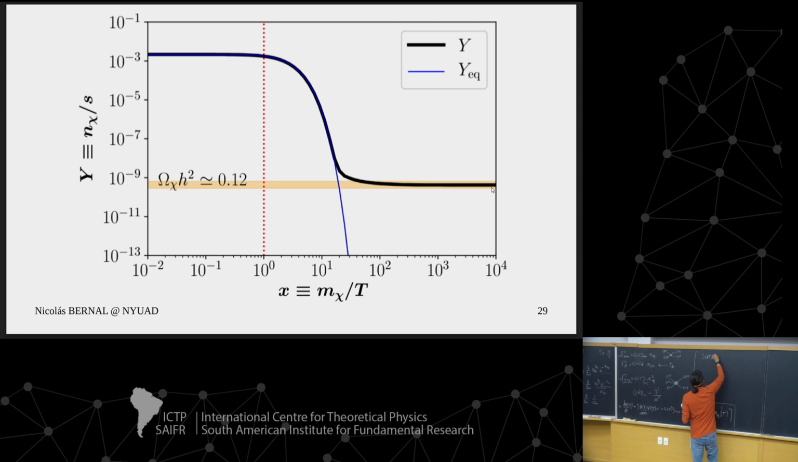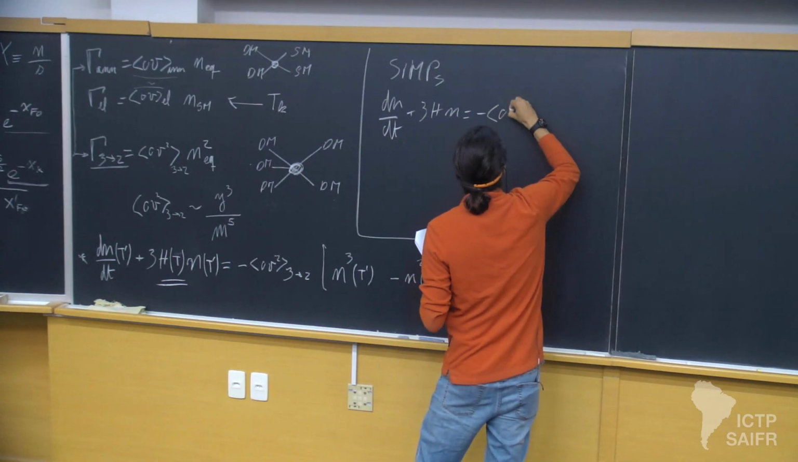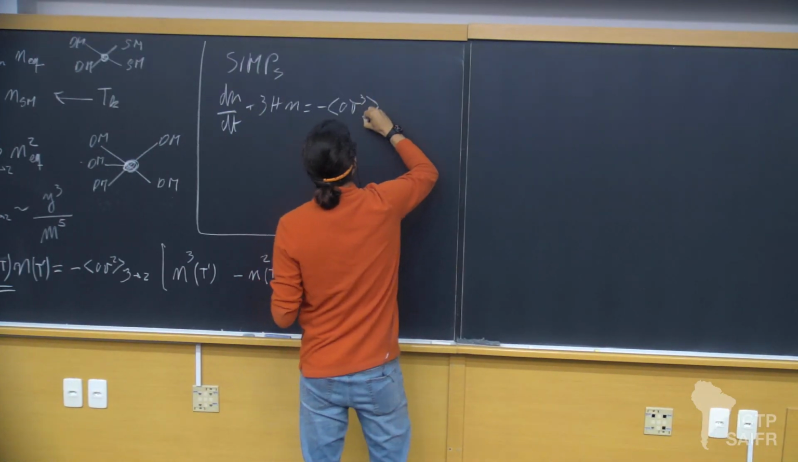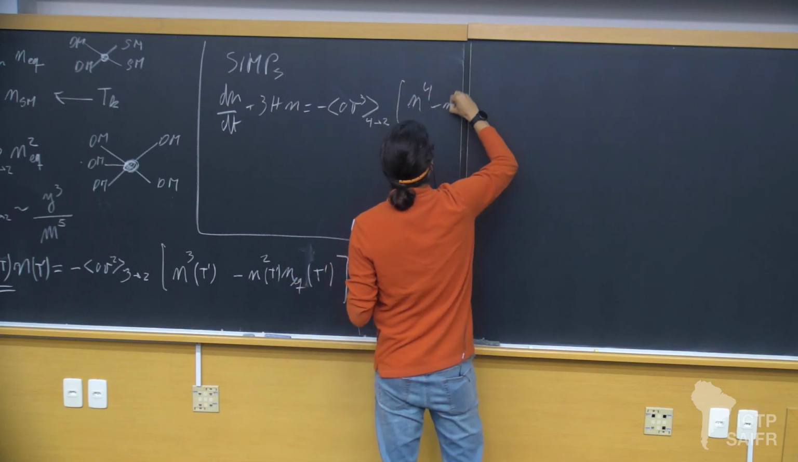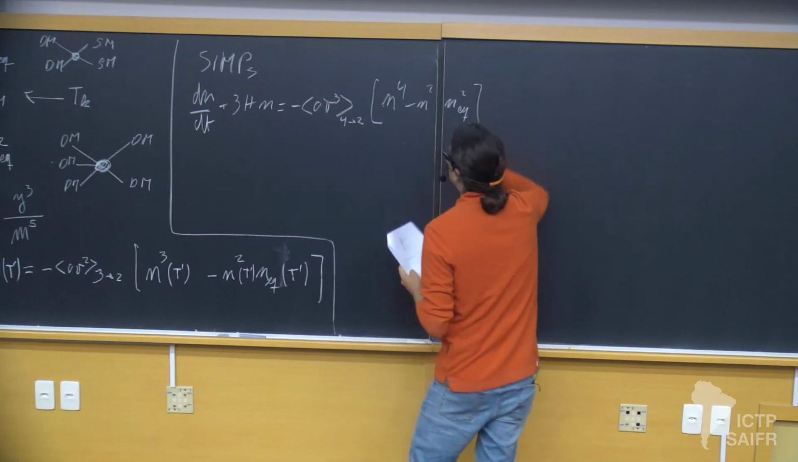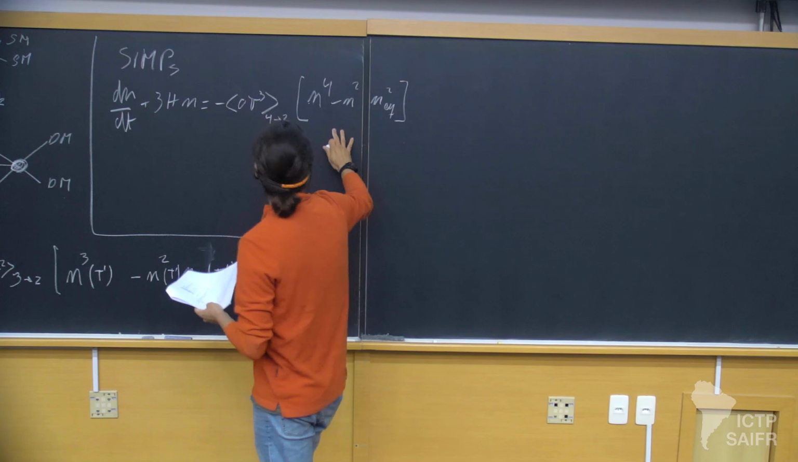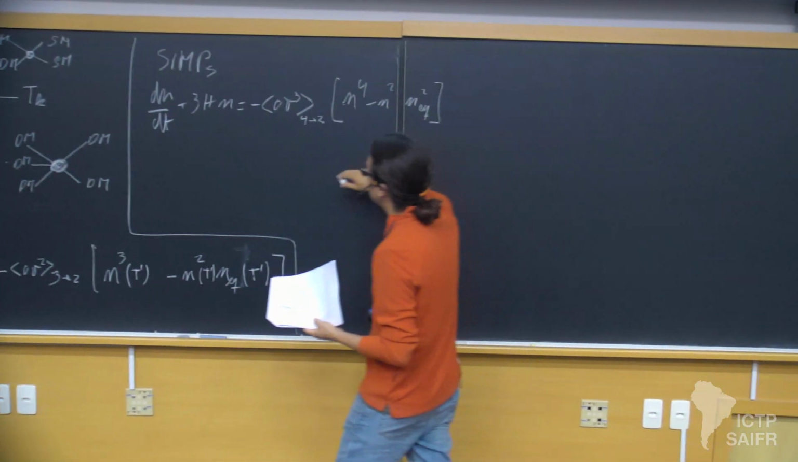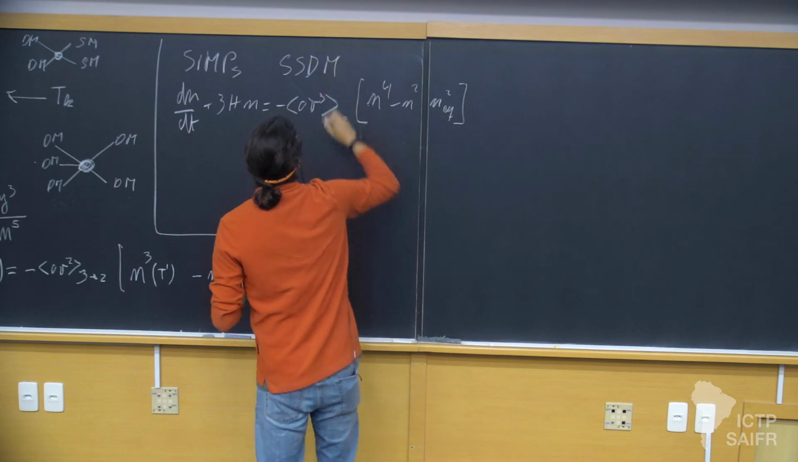For SIMPs, in this case, the Boltzmann equation is super easy. You already know: sigma v, 4-to-2, times n^4 minus n^2 n_eq^2. Again, Liouville is exactly the same. The collision term changes a little bit because it's another theory. And here is the singlet scalar dark matter.